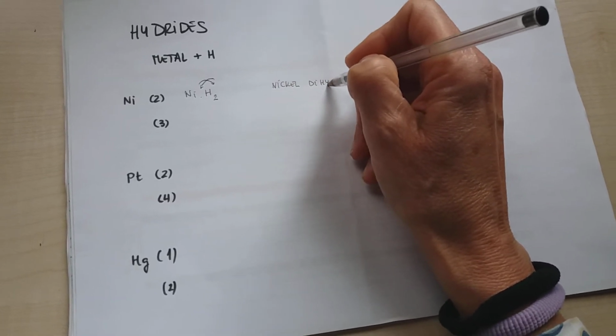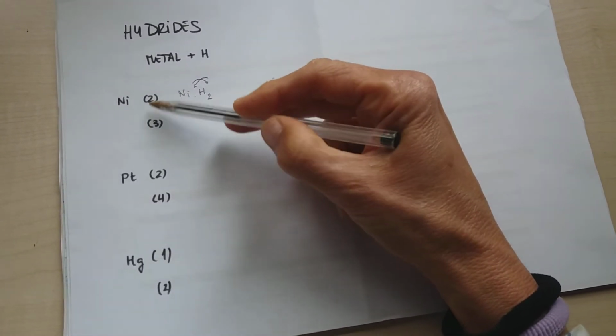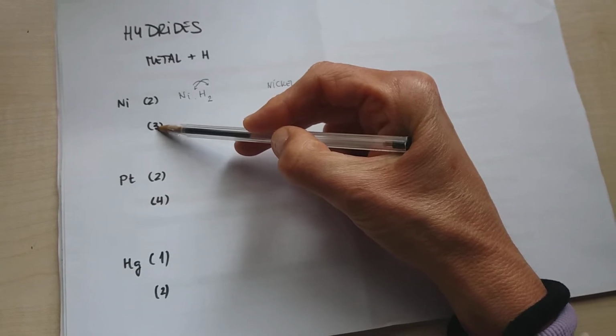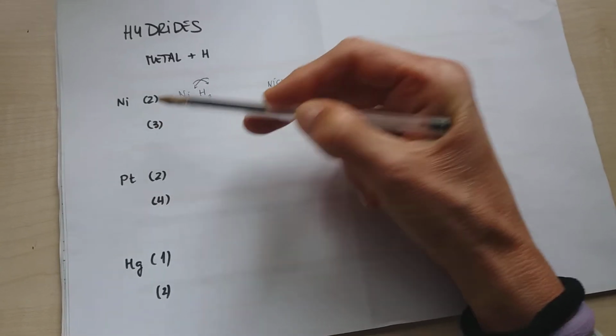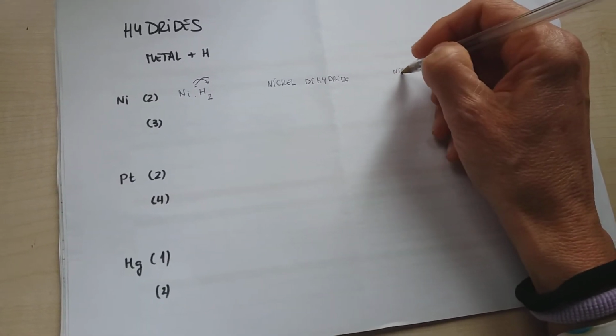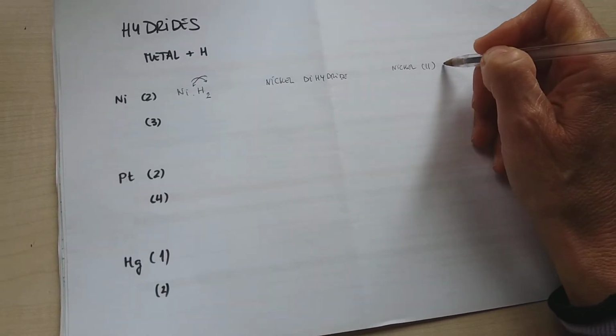The systematic name of this is going to be nickel dihydride, and in this case, as it has 2 oxidation numbers, it's compulsory to write in the stock nomenclature the valence or the oxidation number between brackets. So it's going to be nickel (II), in Roman numerals, hydride.